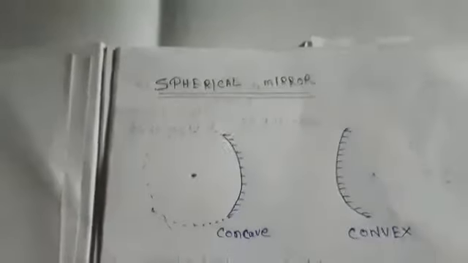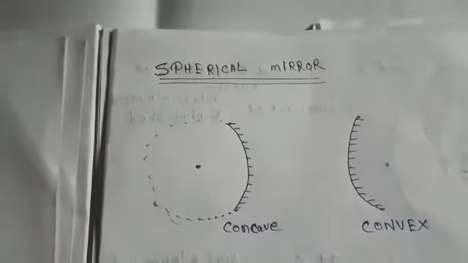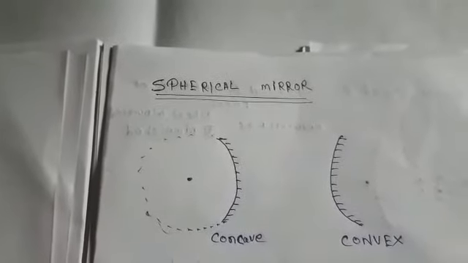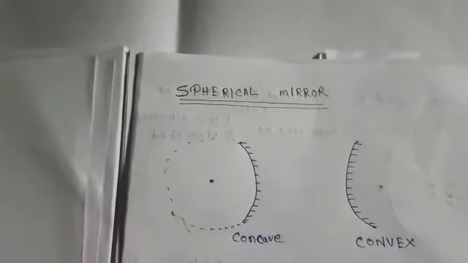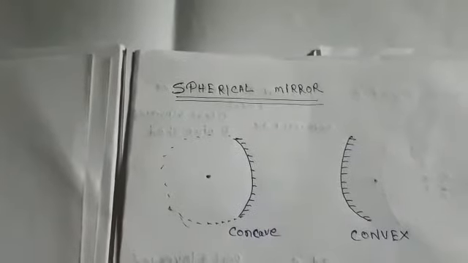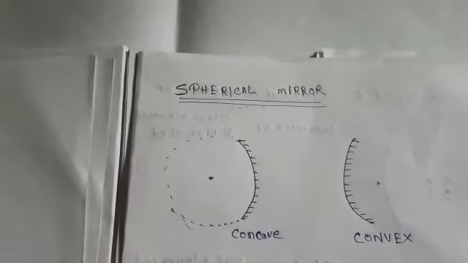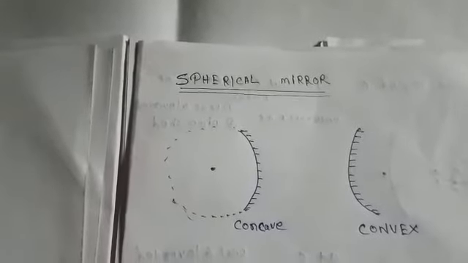Hello students, in this video we will discuss spherical mirrors. First thing, what is a spherical mirror? Spherical mirrors are those mirrors in which the reflecting surface is either curved inward or curved outward.